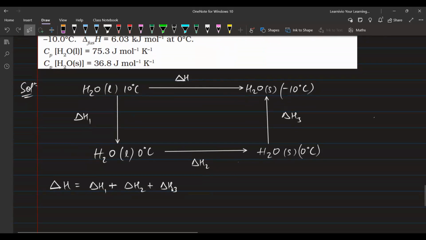Does it make sense so far? Yes or no? Please tell me. Yes, sir. Now we have to find what is delta H1, what is delta H2 and what is delta H3. Any idea? Think a little.